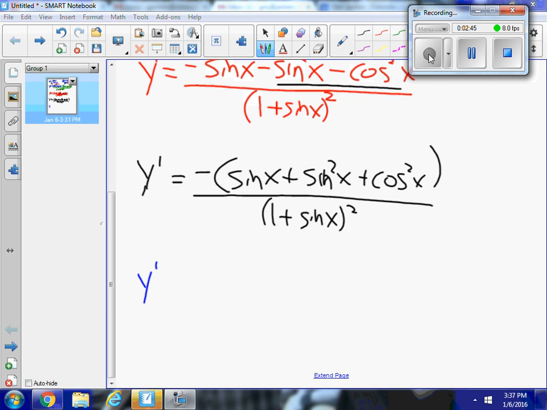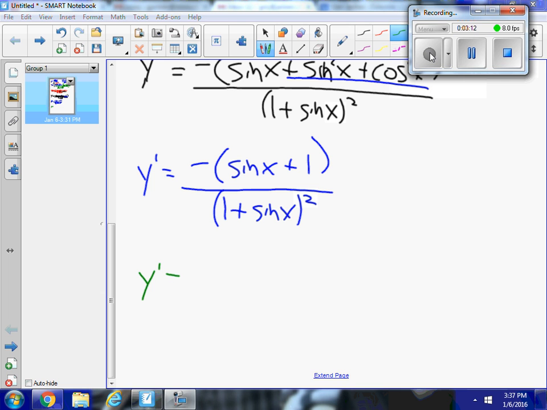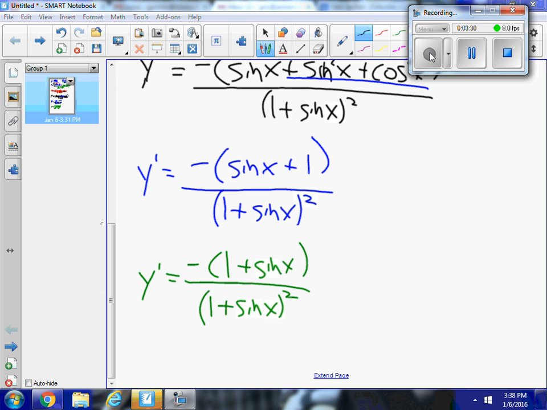So I have y prime is equal to negative sine x plus 1, because sine squared x and cosine squared x together is 1, divided by 1 plus sine x squared. Well, hey, can't I just turn my numerator into this? I can change my numerator into negative 1 plus sine x divided by 1 plus sine x squared. So one of those is going to cancel out. So it's going to be equal to negative 1 divided by 1 plus sine x.